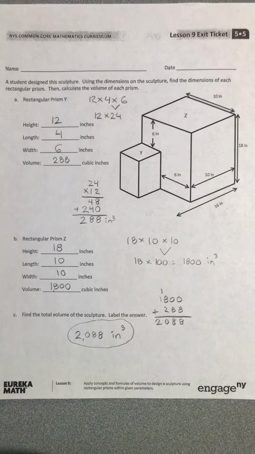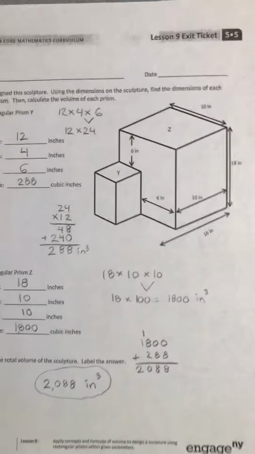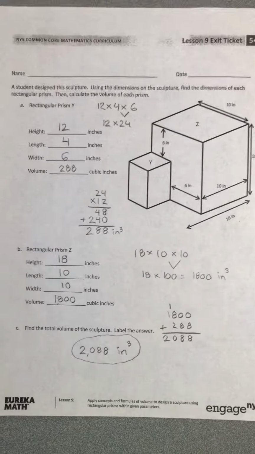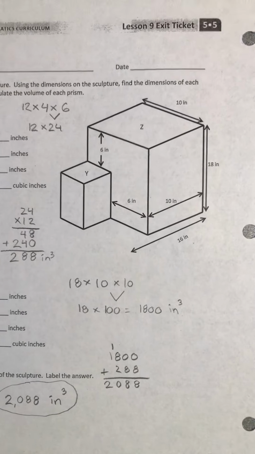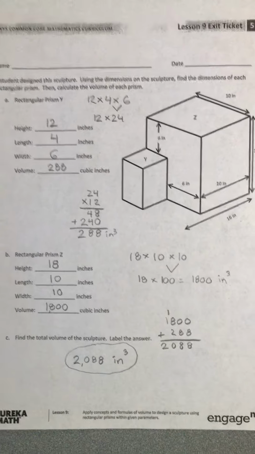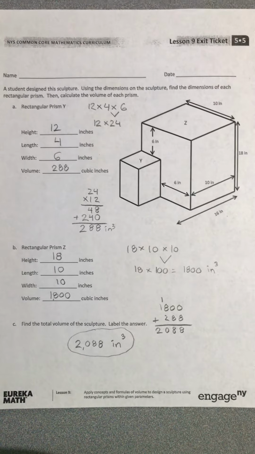Hopefully that cleared some things up for you. Hopefully you made more sense of finding the dimensions for rectangular prism Y, because rectangular prism Z was a little bit easier to find the dimensions for, obviously, with the information given, but hopefully it cleared some things up with finding the dimensions for Y, because it was just that little extra step.